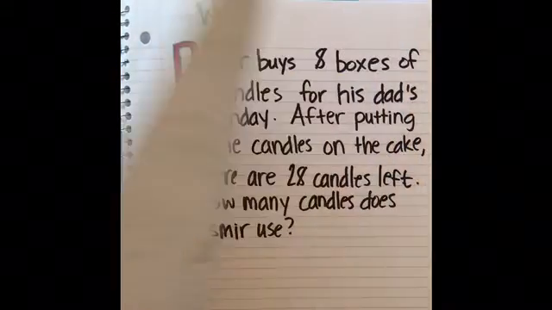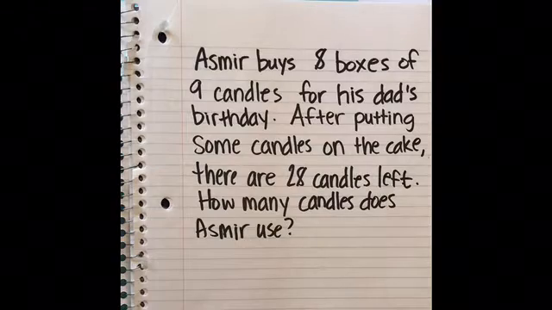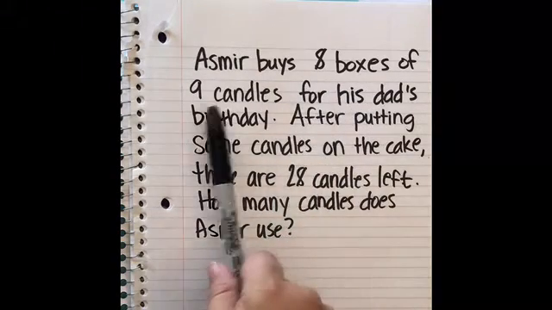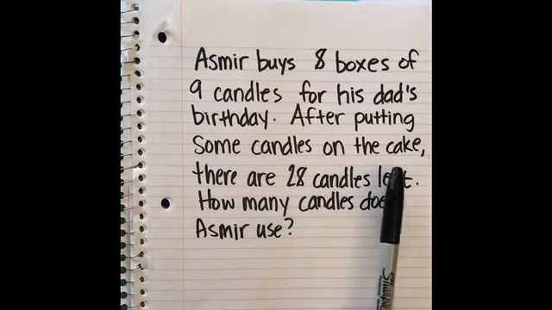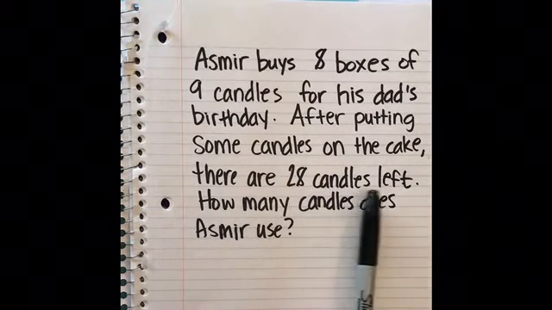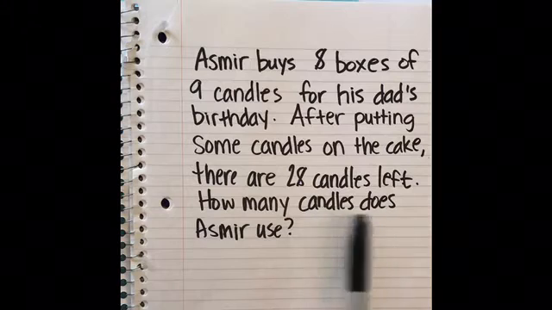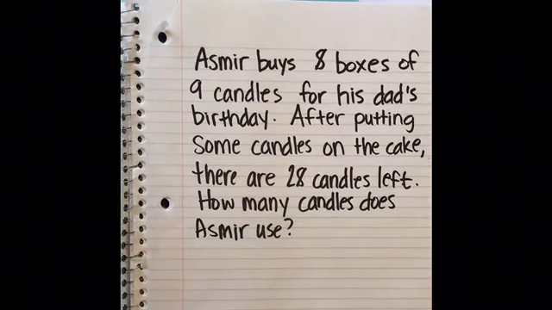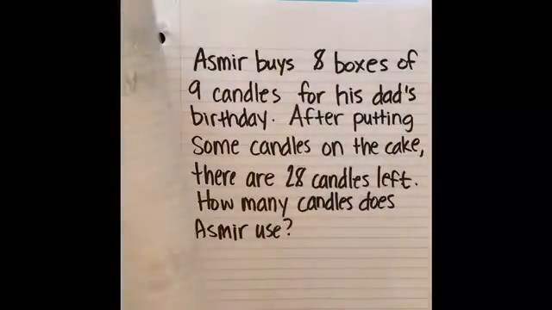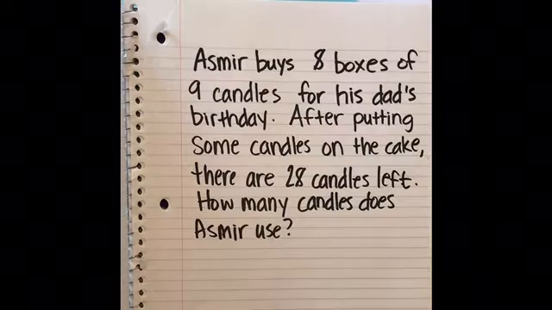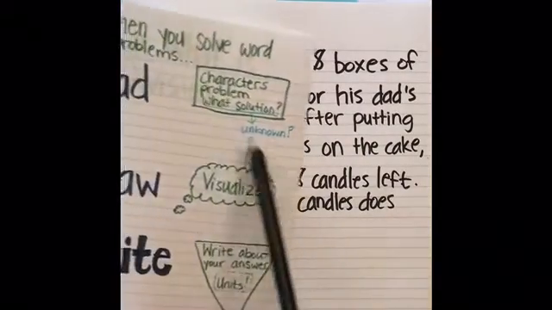Today's first problem is: Asmir buys 8 boxes of 9 candles for his dad's birthday. After putting some candles on the cake, there are 28 candles left. How many candles does Asmir use? I want you to think to yourself right now, as we read through it, who are the characters in this problem? And it would be Asmir. What is the problem that he's facing?